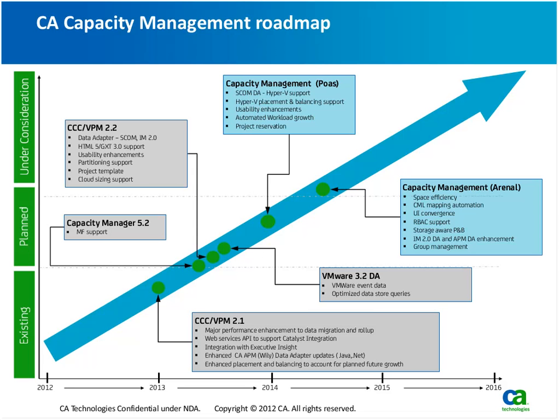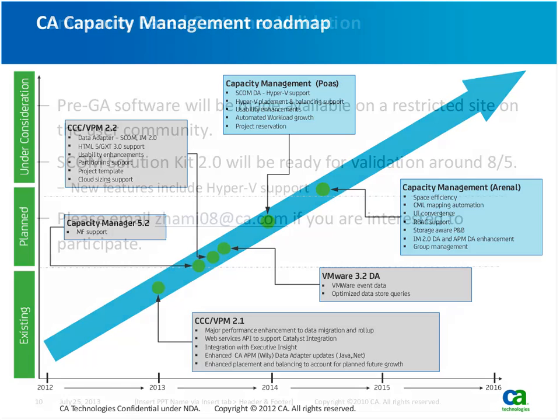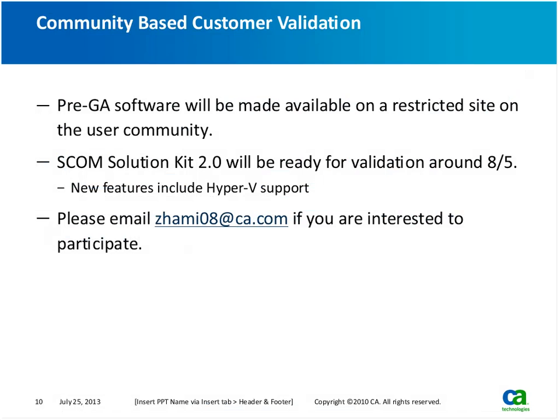And we'll make continuous improvement on the data adapter side, especially covering the infrastructure management and APM, CA's APM product. So that is a quick sneak preview of the 2 upcoming releases in the next 12 months on the capacity management roadmap. I'll move quickly to the last section of the webcast.